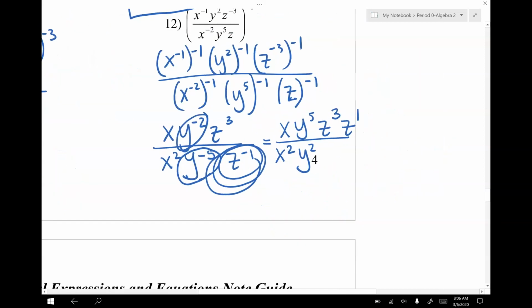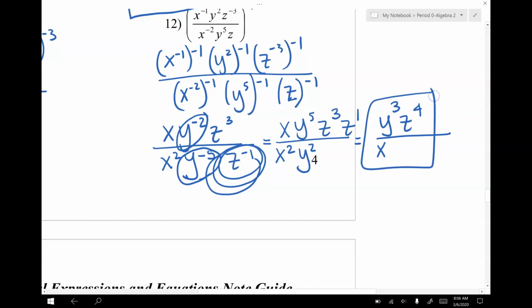We got 1 x on the top, 2 x's on the bottom. Where is the extra x going to stay? On the bottom. So that's gone. Y to the 5th divided by y squared on the numerator. How many y's do we have left? 3. Y to the 3rd. Z to the 3rd times z to the 1st power on the numerator. Z to the 4th. And that is it.